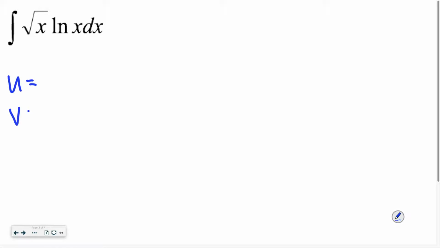Since this involves natural log, what do we have to choose for u? And so dv would be x to the 1/2 dx. I'm going to give you about 3 minutes to complete this together with your neighbors.